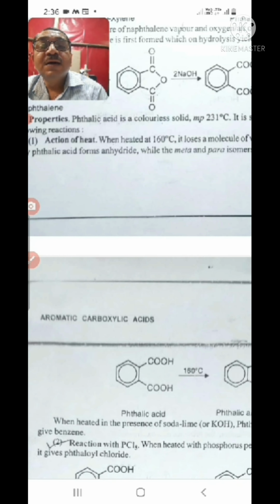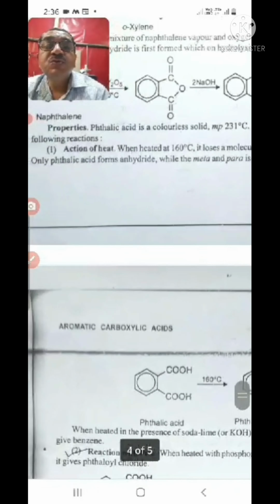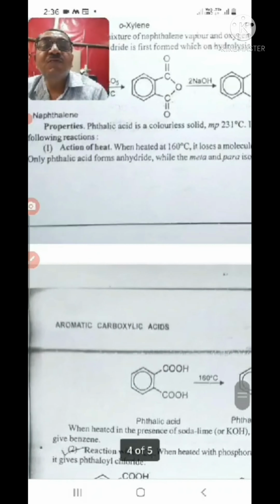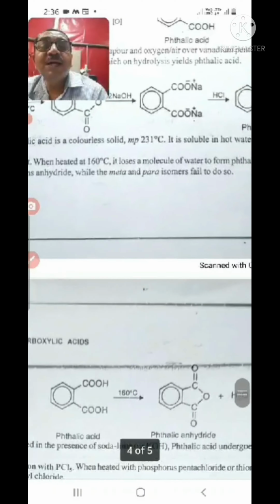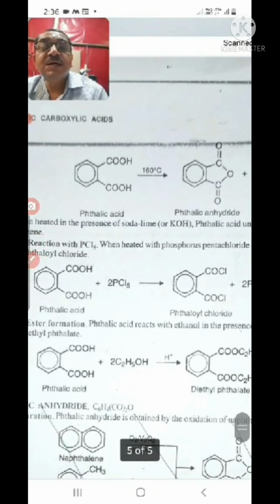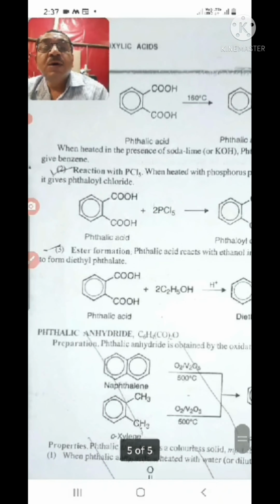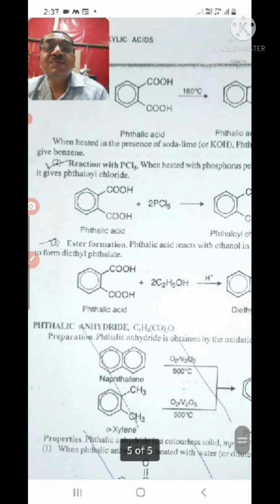When the phthalic acid is heated at 160 degrees centigrade, it loses a molecule of water to form phthalic anhydride. So only phthalic acid forms anhydride, while the meta and para isomers fail to do so. Means phthalic anhydride can be prepared from phthalic acid just by heating or the action of heat at 160 degrees centigrade. Now another reaction is reaction with PCl5.